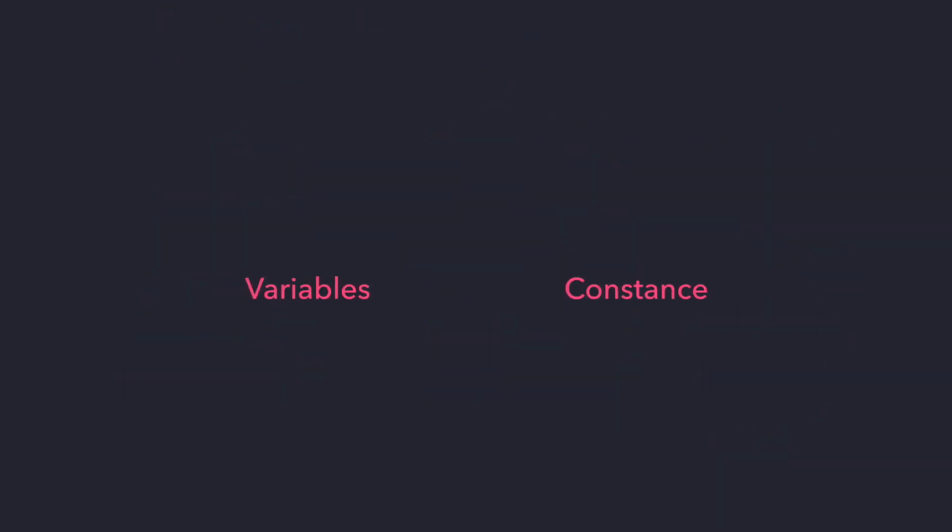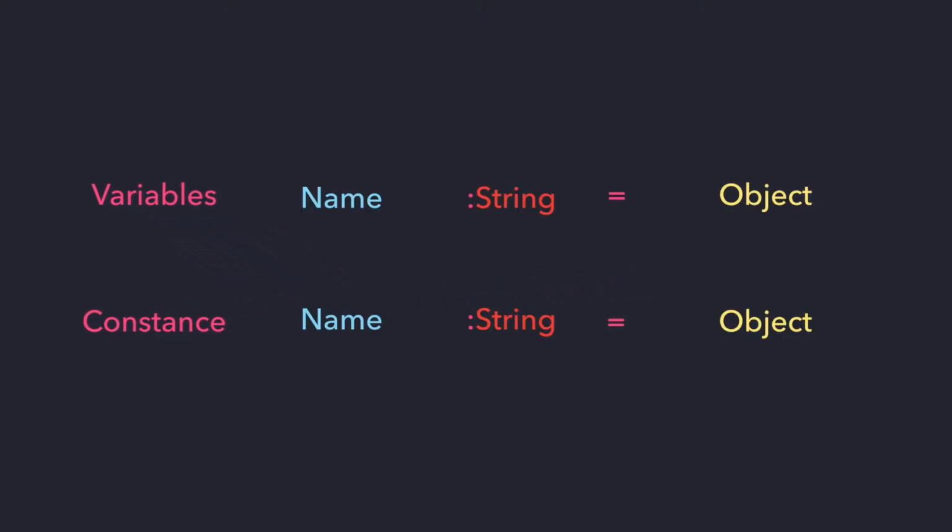So we talked about variables and constants last time. Variables are something that can change. Constants are kind of objects that can't be changed. We create these objects or these properties by calling var at the beginning or let. We give it a name and then we use the colon and we decide what type of data type we are actually using.